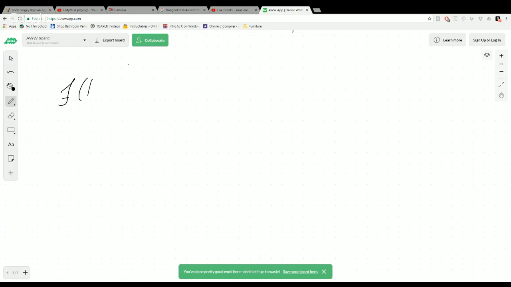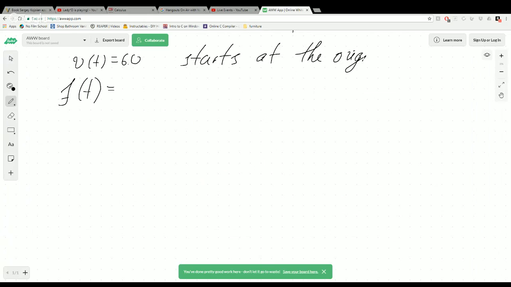We have this function that we've recovered from our velocity. If we had velocity equals 60, we were also told that the car starts at the origin. From this, we recovered our odometer function. Now, we plug in a couple points. We say f when time equals 1. If I plug in 1, I'm 60 kilometers down the road. What is the reading of the odometer when time is 2? Well, it's 2 times 60. That's 120.